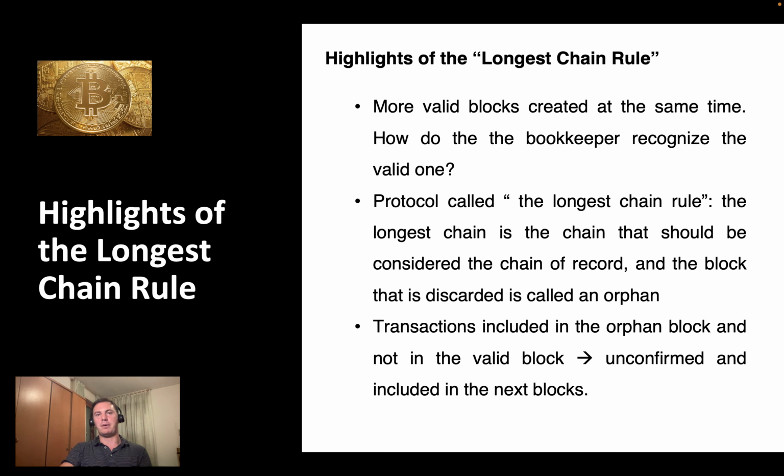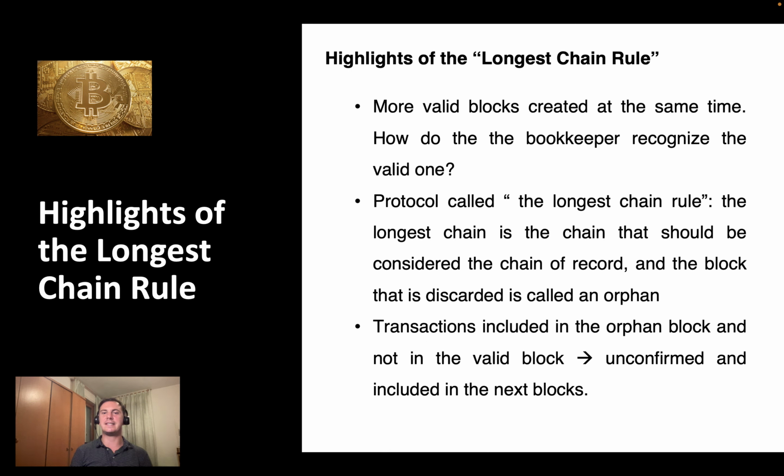And now let's discuss the highlights of the longest chain rule. I wanted to discuss the verification of transactions, which are the rules, now in depth, because I think it's the best moment for you to understand which kind of rules the algorithm has. But now let's discuss the longest chain rule. The problem was that we have more valid blocks created at the same time. How do the bookkeepers recognize the valid one? We have the protocol called the longest chain rule. So the longest chain is the chain that should be considered the chain of record.